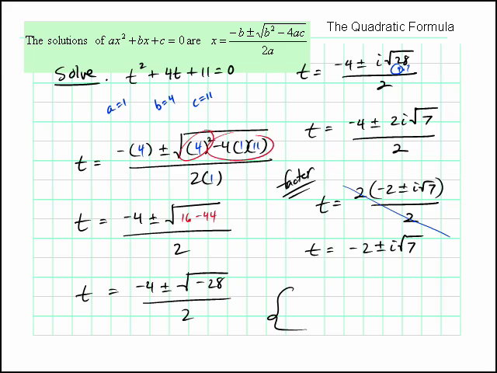If I write them out separately, I have negative 2 minus i square root 7 and negative 2 plus i square root 7. And here's an example of a quadratic equation which has complex solutions, or imaginary solutions. Let's look at one more, where we come up with complex or imaginary solutions to our quadratic equation. One more.